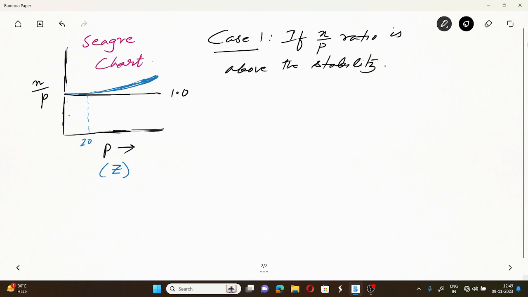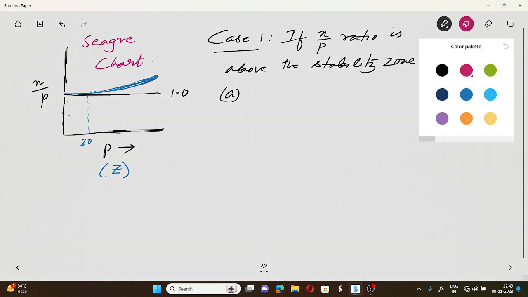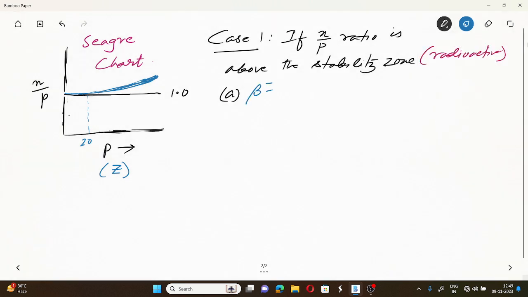then what will happen? Okay, then there are two, obviously above the stability zone means it should be radioactive. If it is above the stability zone, it means obviously it should be radioactive. Now what should be the nature of the radioactivity? This nature of radioactivity can be of two types. One is called beta emission or beta minus emission. It can be beta emission or beta minus emission. Why?